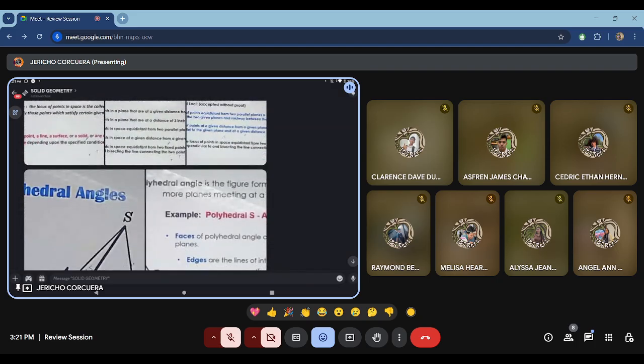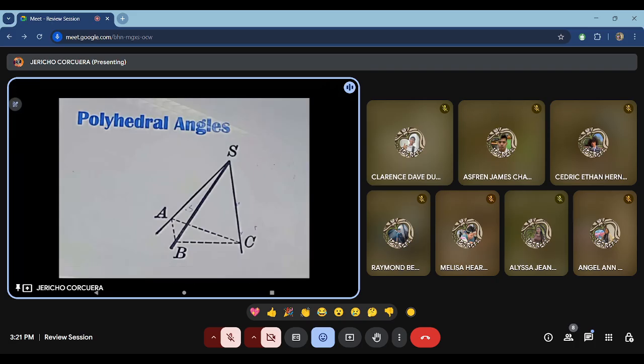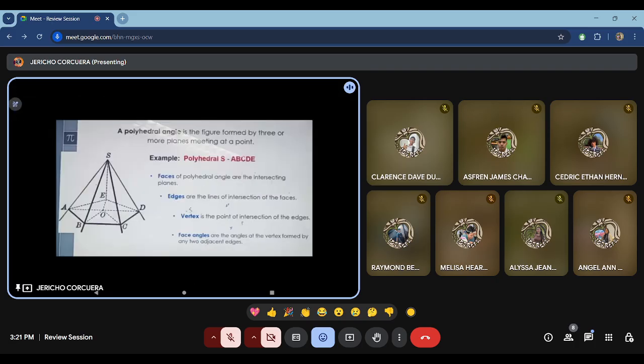Now we are going to proceed to polyhedral angles. A polyhedral angle is a figure formed by three or more planes meeting at a point. If you recall the definition of dihedral angles, di means two, so it has two planes. This time, we have more than two planes. So we have here a polyhedral angle S-ABCDE.